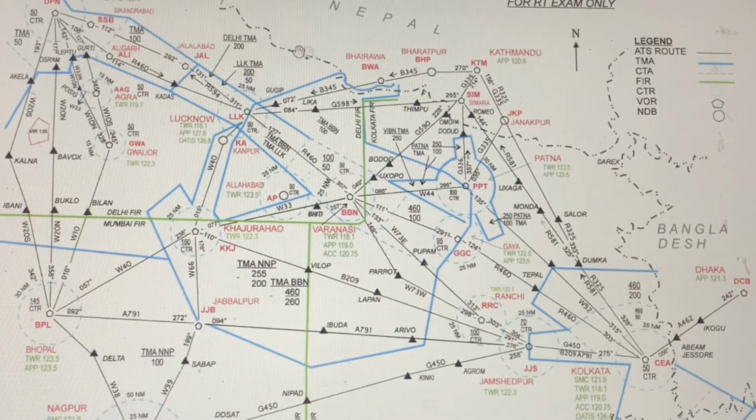Today I'm going to discuss how to study or interpret the RTR Aero charts. These charts are called RTR, that is, radio telephony restricted aeronautical or aeromobile charts, and the charts which you can see on the screen are used in the RTR Aero exam.